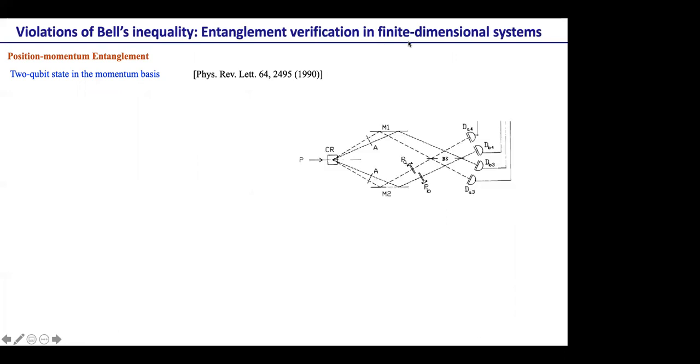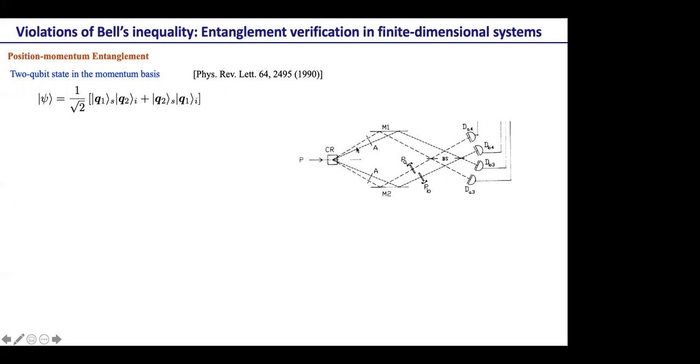Now, I also want to do violation of Bell inequality in finite dimension, but using a basis that is actually infinite dimensional. So for example, if I want to make use of the position momentum entanglement, can I make a two qubit state in the momentum basis? The answer is yes. But here, since we will not be using the complete Hilbert space, it will have some issues that I don't want to go into. But one can actually make a two-qubit state also using momentum basis.